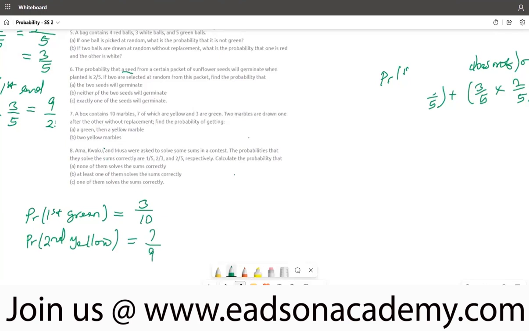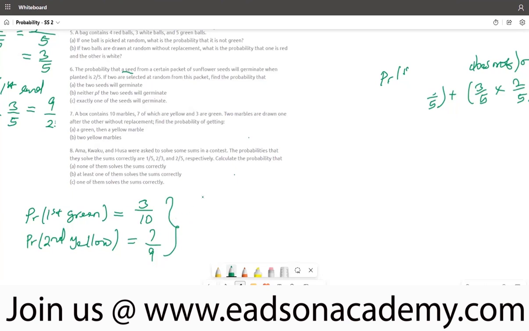So the question says the probability of getting a green, then a yellow. Now the question is, are these mutually exclusive events or independent events? They are independent events. Drawing a green marble does not prevent us from drawing a yellow marble. After all, we are doing it one at a time. So the chances of choosing a green in the first instance does not in any way affect the chances of choosing a yellow in the second instance. So these are independent events.